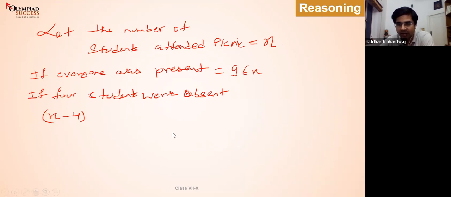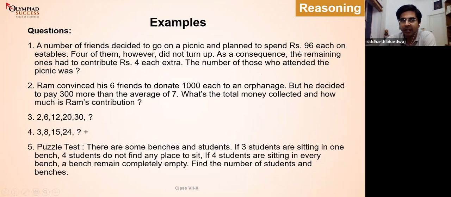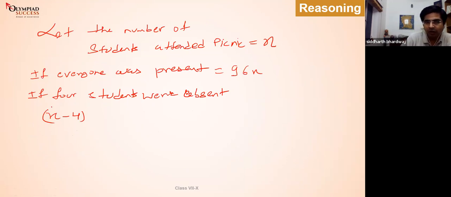And how much do they have to spend now? Earlier they wanted to spend rupees 96. Now they have to contribute 4 rupees extra. So how much is the amount now? Earlier 96 rupees was decided, now it is 4 rupees extra. Now they have to pay rupees 100. Correct, now they have to pay 100 rupees each. So this is the number of students now.